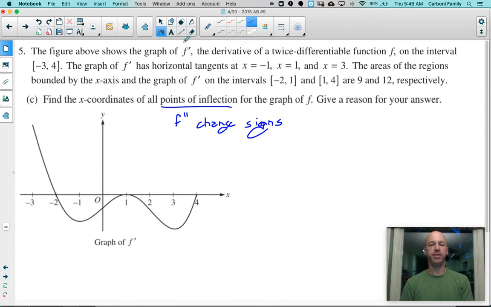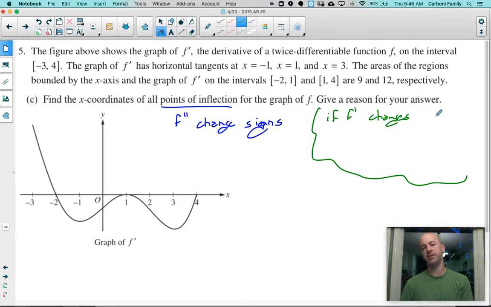So let's think about this. If, and this is a thought bubble here, so I'm going to put this in a thought cloud over here, let's think about the derivative if f prime changes signs. So if your derivative changes signs, that is how you determine that f has local extrema.